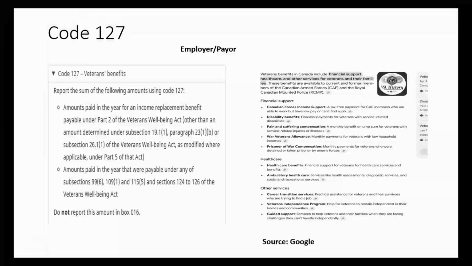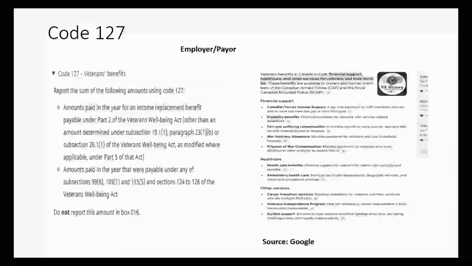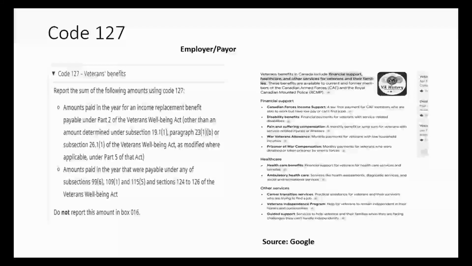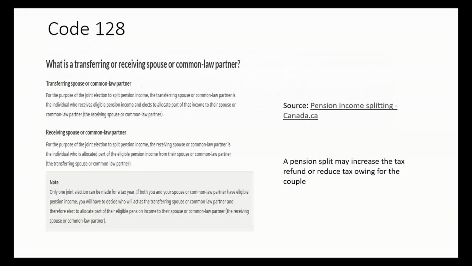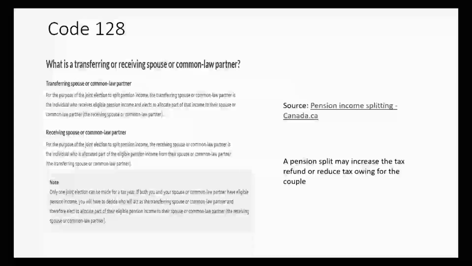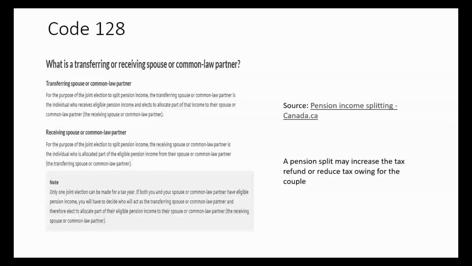Code 127, veterans benefits. Benefits in Canada include financial support, health care, and other services for veterans and their families. These benefits are available to current and former members of Canadian Armed Forces, CAF, and RCMP. Code 128, veteran benefits eligible for pension splitting. Pension split may increase the tax refund or reduce tax owing for the couple.